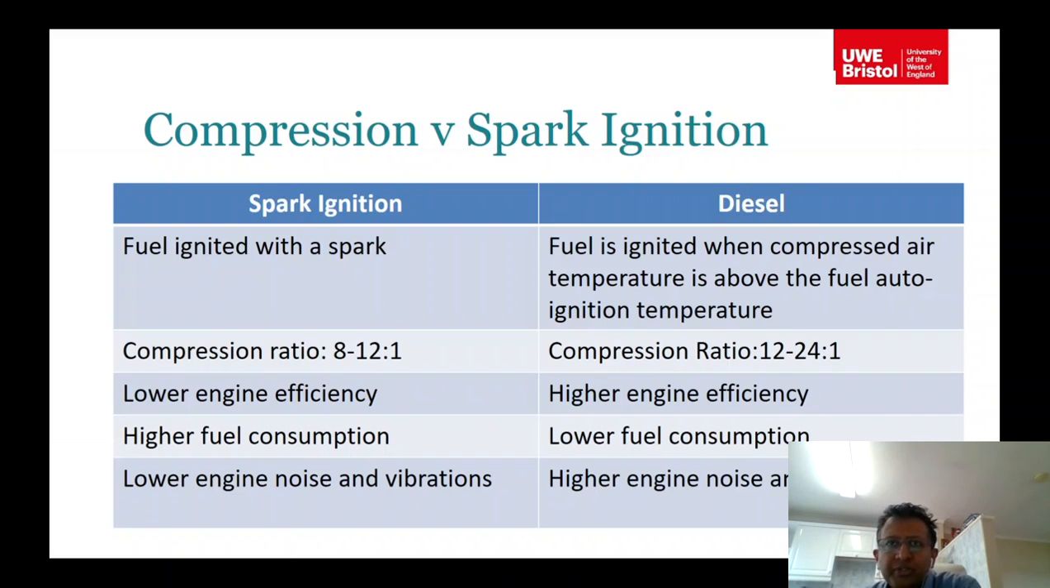And in spark ignition, the volume compression ratios are about 8 to 12 to 1, and in compression ignition you have volume compression ratios of 12 to 24 to 1. So between 12 to 1 and 24 to 1 are high compression ignition engines. So in spark ignition engines, therefore, the efficiency is lower than that of compression ignition engines, just because you can't withstand high compression ratios.